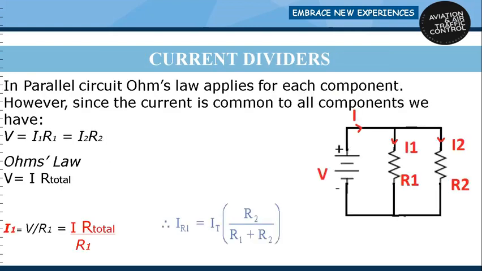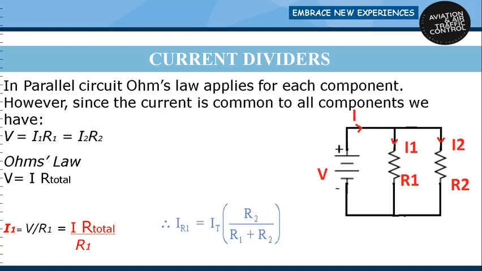Current dividers. Current divider circuits have two or more parallel branches for current to flow through, but the voltage is the same for all components in the parallel circuit. So the voltage across R1 is equal to V, which is equal to I1 R1, and the voltage across resistance R2 is equal to V, which is equal to I2 R2.